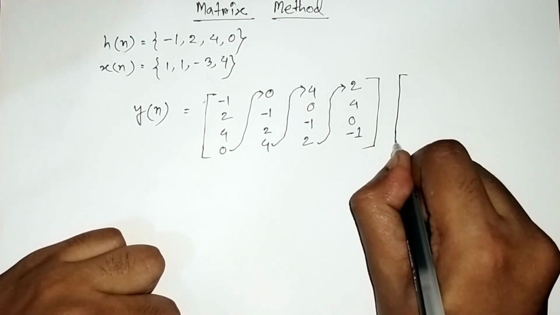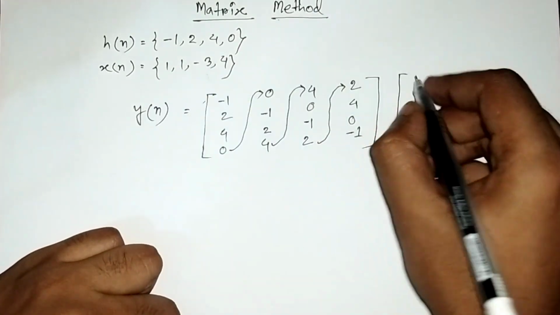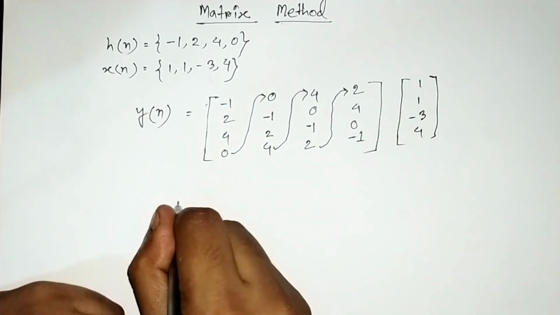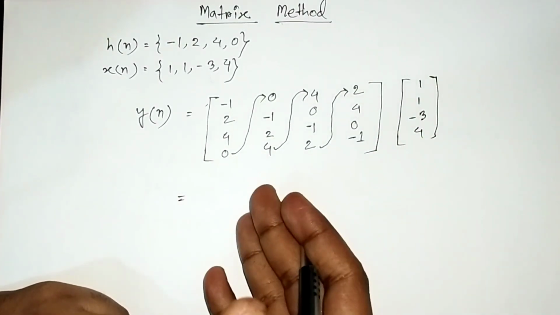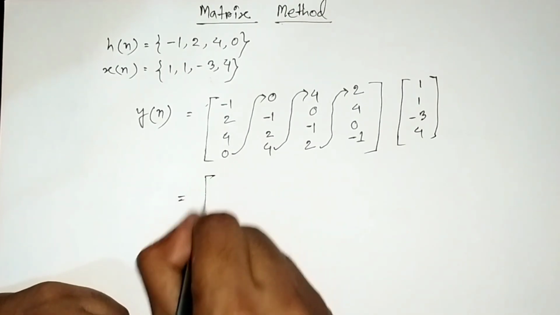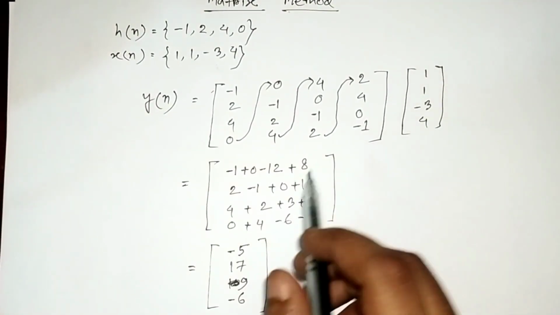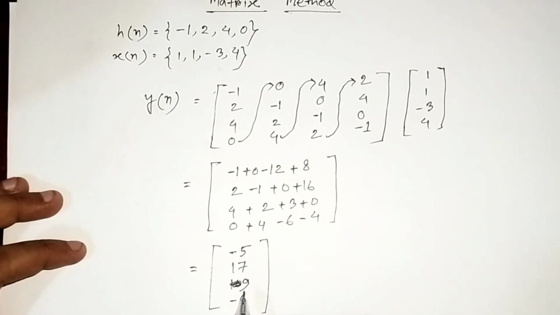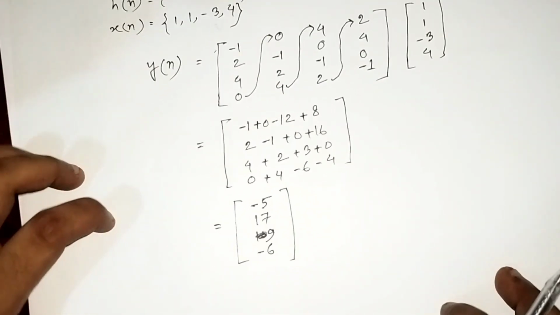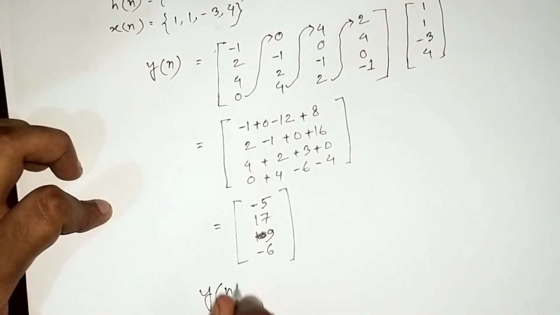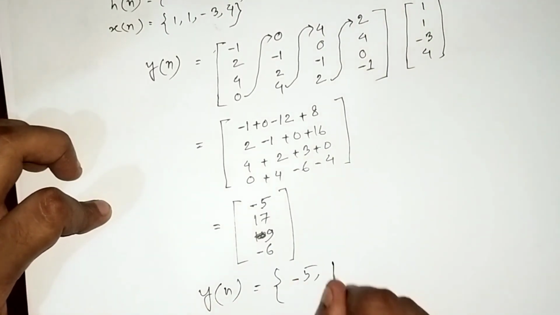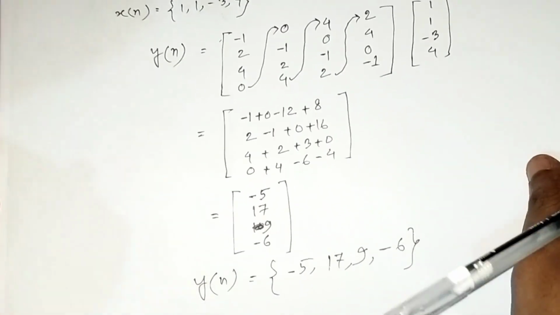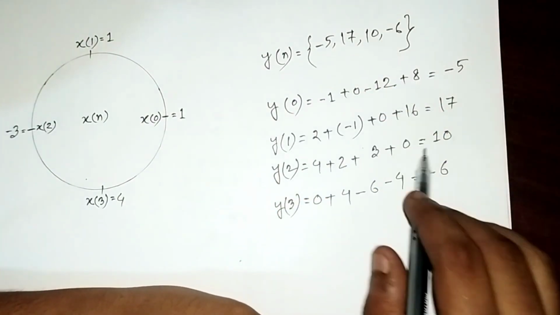Then write the other sequence, that is x of n, which is 1, 1, -3 and 4. Then just use matrix multiplication. It is very easy, I hope you all know that. After matrix multiplication, you will get the result of -5, 17, 9 and -6, which we have found earlier. As you can see, the outputs match.